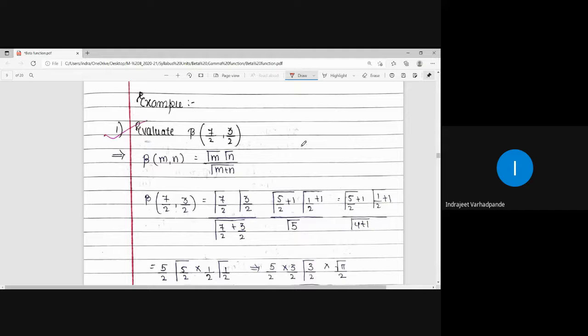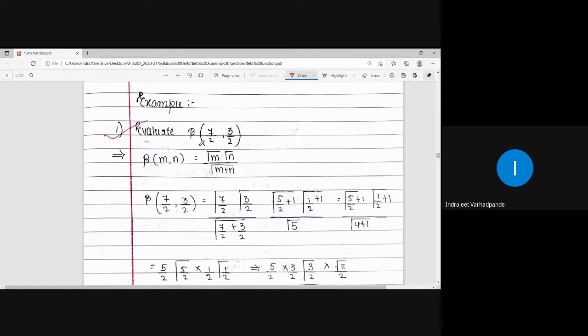In between we did the proof of the property gamma n into gamma 1 minus n is equal to pi upon sine n pi. So that is also covered in that with the help of the definition of the beta function. So now, using all this what we have learned, we will be attempting several examples.